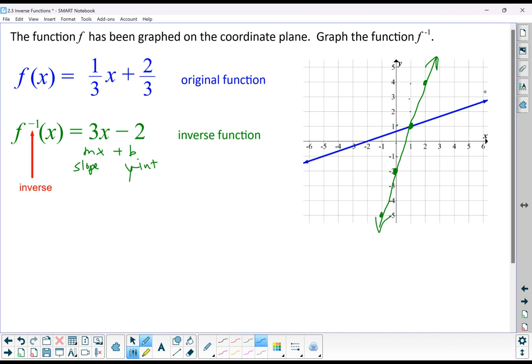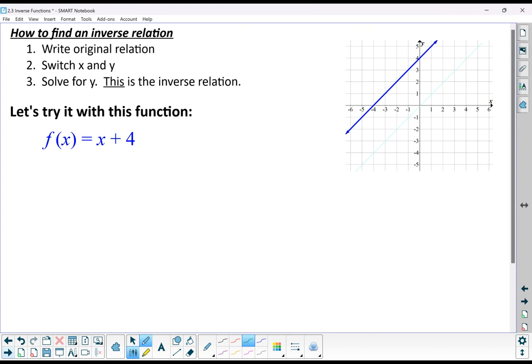So this blue graph was function f. This green graph is f inverse. In this case, I told you the equation of f inverse, but we want to be able to find the equations for the inverse functions. So here's a procedure that we can use for finding the inverse of a function.